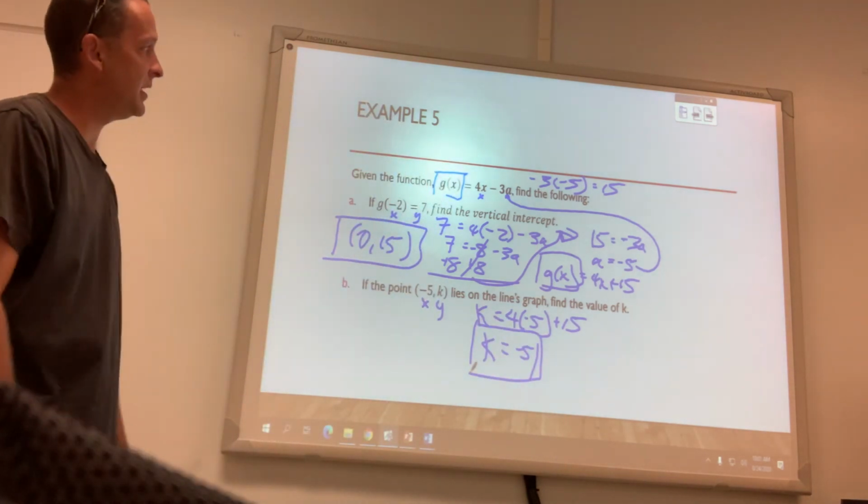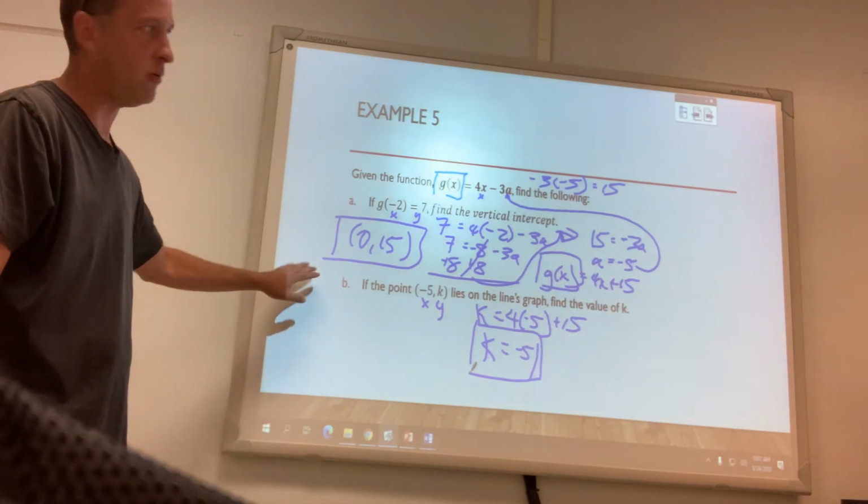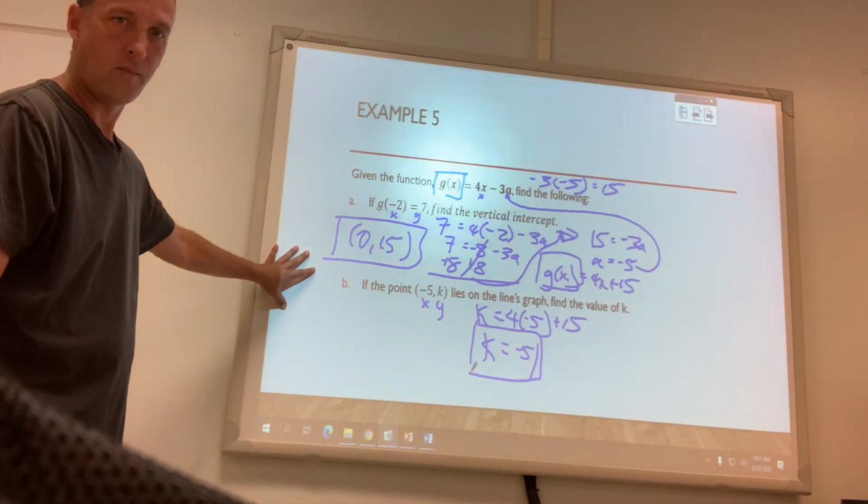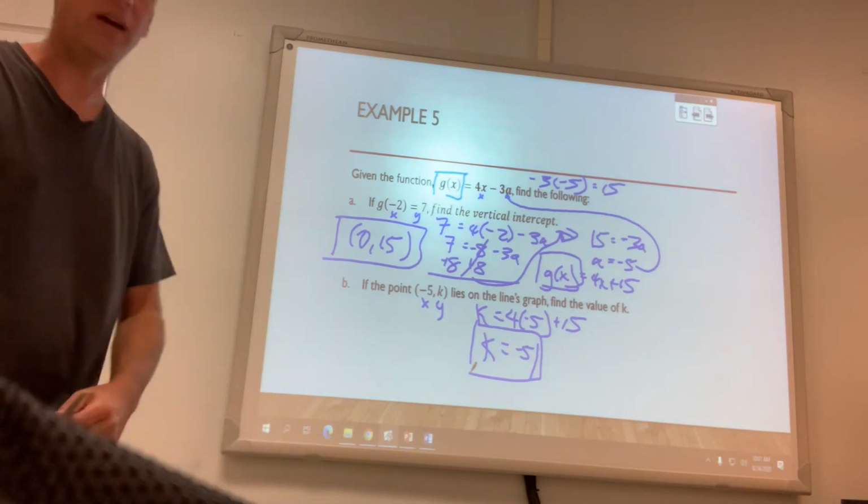So that ends and covers everything in the first learning target for Unit 1 of Honors Algebra 2. Definitely reach out if you have any questions at all.